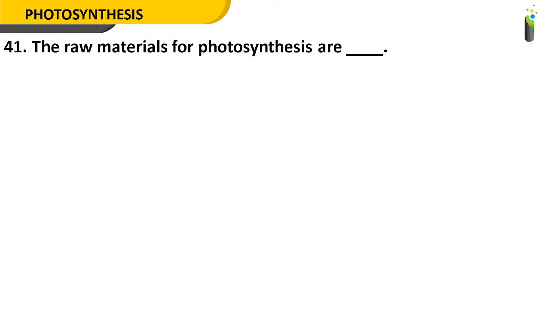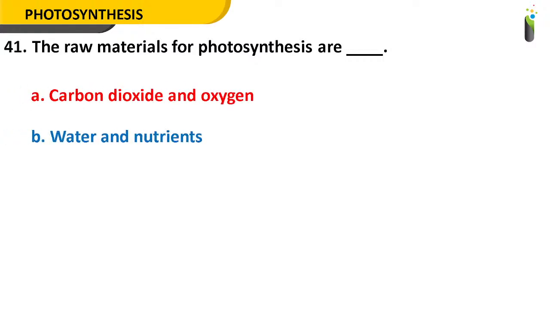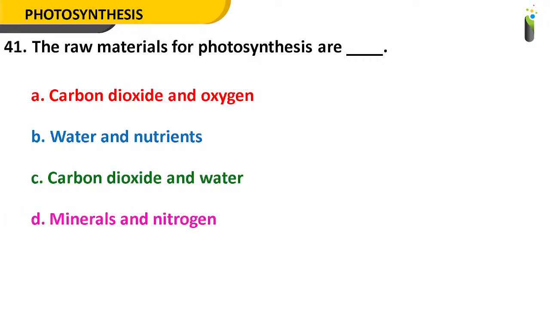Coming to the next question, number 41. The raw materials for photosynthesis are dash. A. Carbon dioxide and oxygen. B. Water and nitrates. C. Carbon dioxide and water. D. Minerals and nitrogen. Quite an easier question. You can just remember the equation of photosynthesis and easily answer this. So what are the raw materials for photosynthesis?